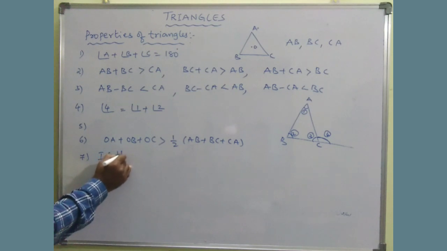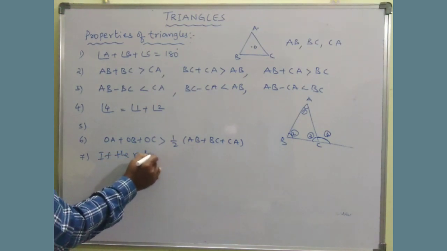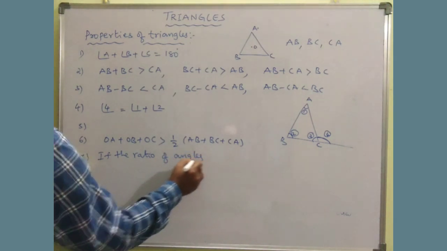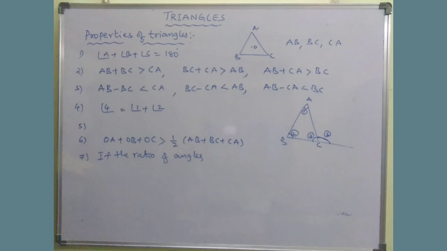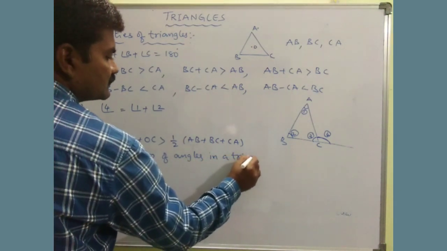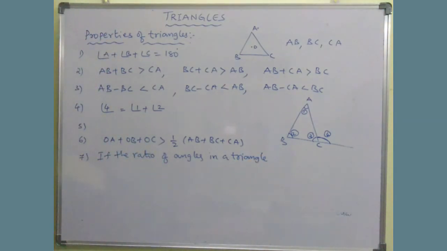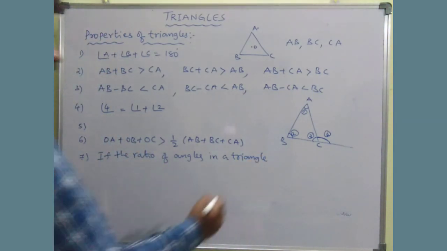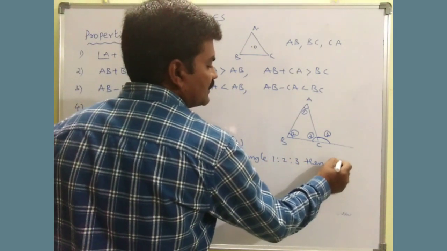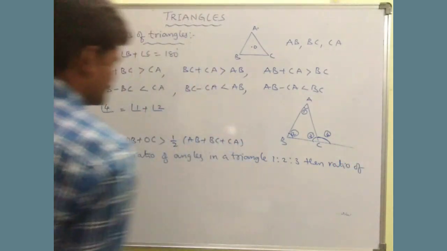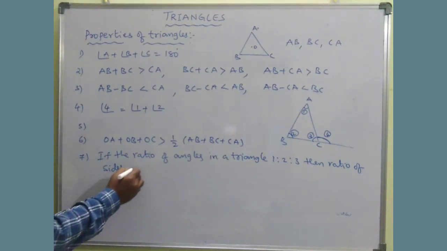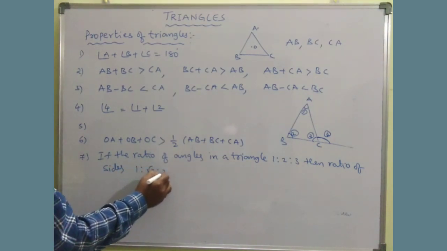And the next one, point number 7. If the ratio of angles in a triangle is 1:2:3, then the ratio of sides will be 1:3:2.